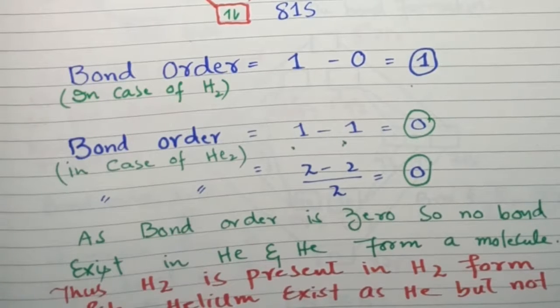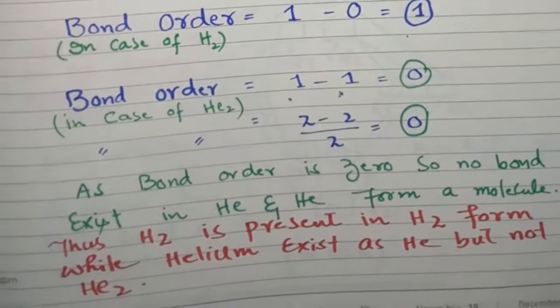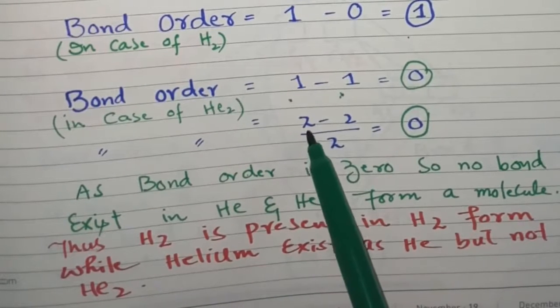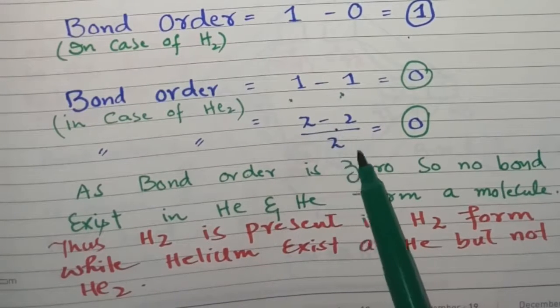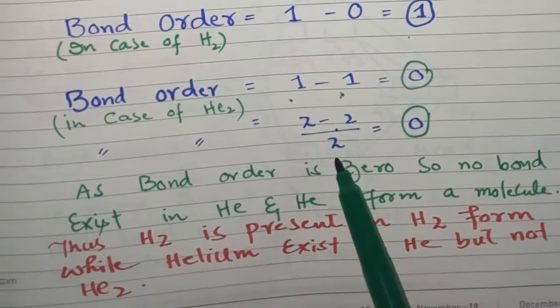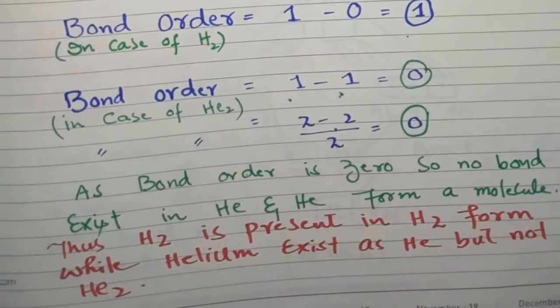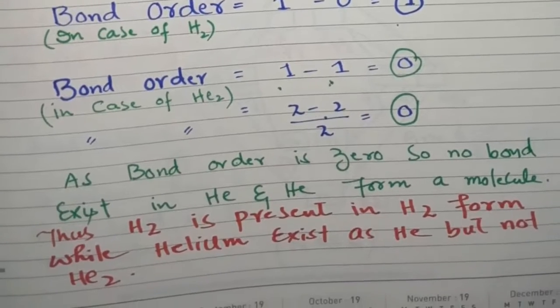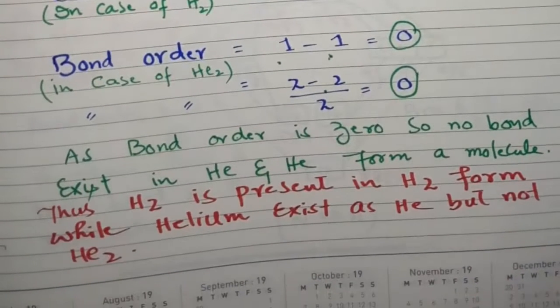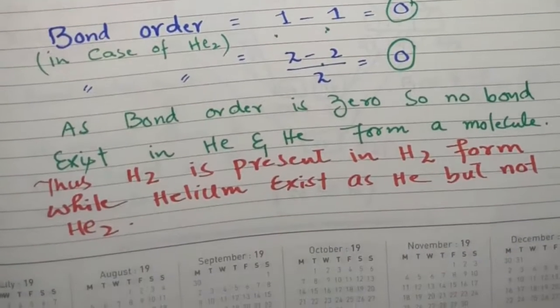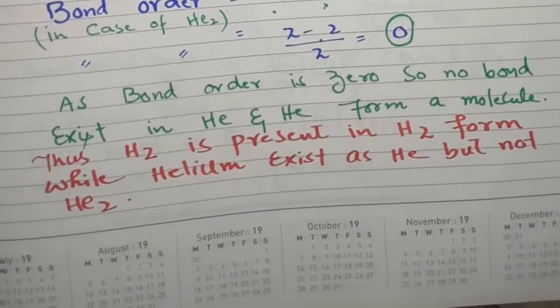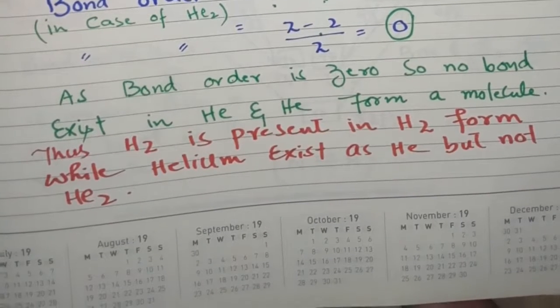If we find the bond order by using the second method, we have 2 electrons in the anti-bonding, 2 electrons in the bonding, so 2 minus 2 divided by 2 is equal to 0. Again the bond order is 0. When the bond order is 0, no bond formation will occur in the molecule. Thus hydrogen is present in the H2 form, while helium exists as He but not as He2. This type of explanation has been provided by molecular orbital theory.